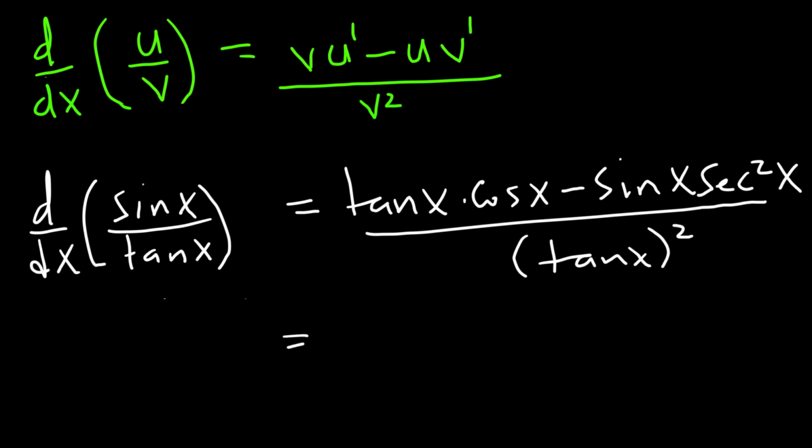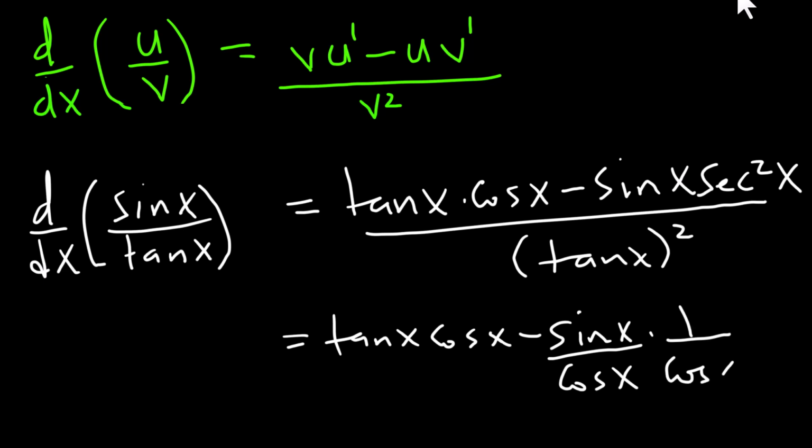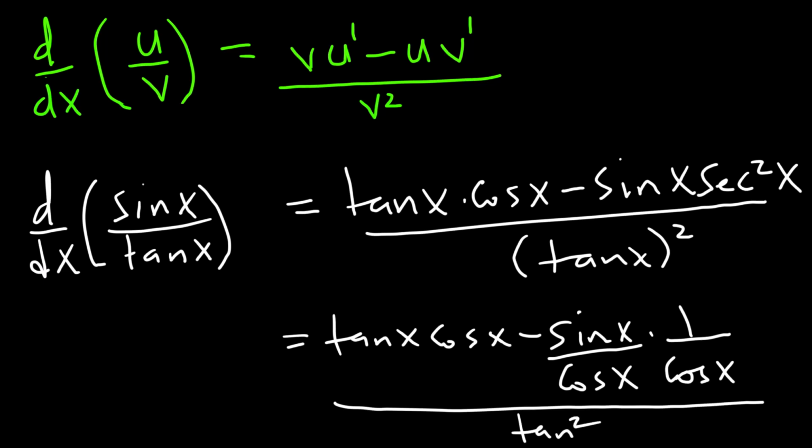So this will be equal to tangent x times cos x, and then minus sin x. Now secant squared x can also be written as 1 divided by cosine squared x, which is also equal to 1 divided by cosine x times cosine x. So what we shall do, we shall divide sine x by cosine x and then multiply it by 1 divided by cosine x. And this will be divided by tangent squared x.